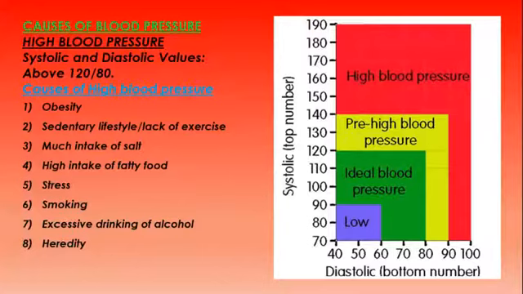Heredity has to do with transmission of characters from parent to offspring. Sometimes there's a family history of high blood pressure in a family, and so there's a likelihood that the children or offspring will also get the disease.